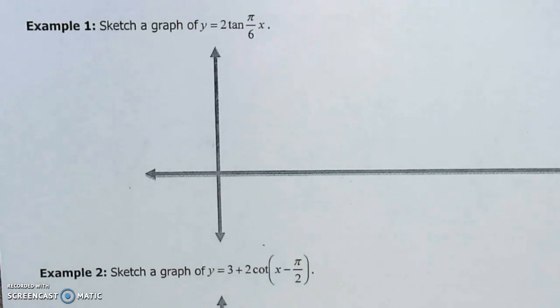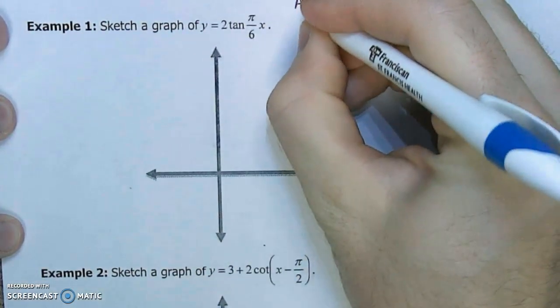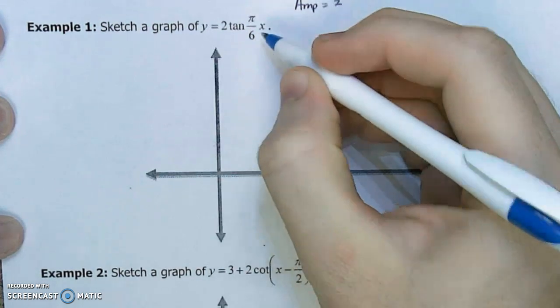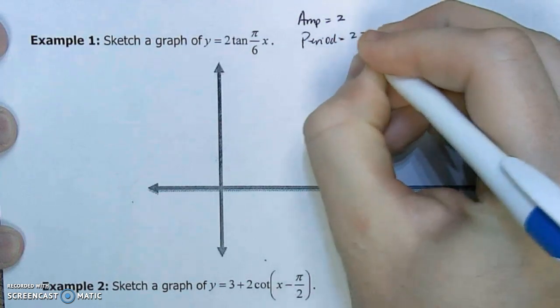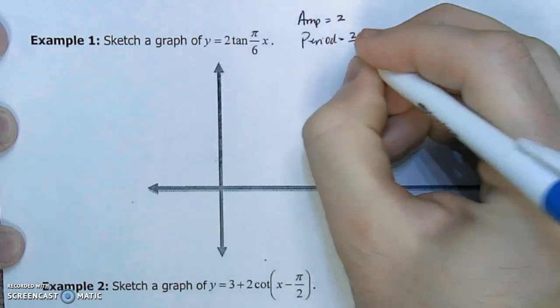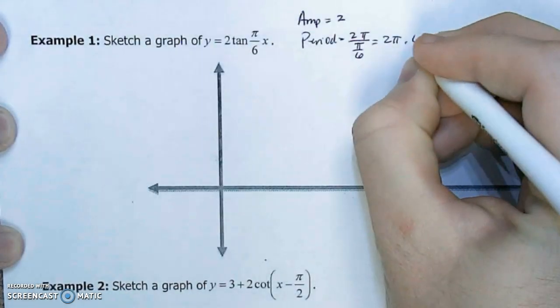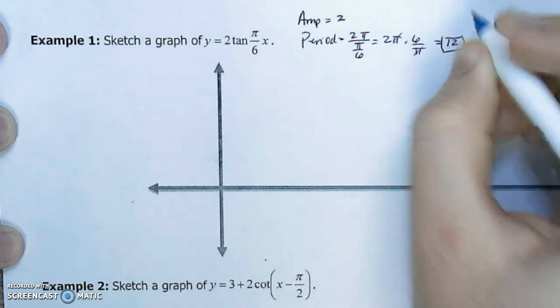So in example one, we don't just have a tangent graph, we have some changes in it. And so I see that I'm going to have an amplitude of 2, and then I'm going to have a change in period. So the period is 2 pi divided by pi over 6, which is going to be 2 pi times 6 over pi. Pi's cancel and I get 12. So those are the changes.